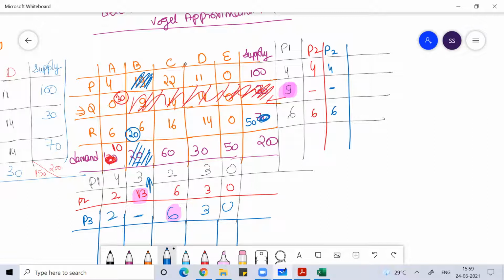You see the demand is 60. The smallest value is 16, right? The supply is 50, so I can put 50 here. The left one is 10. So this part is done. This would be 4, and this is 2. This is done.